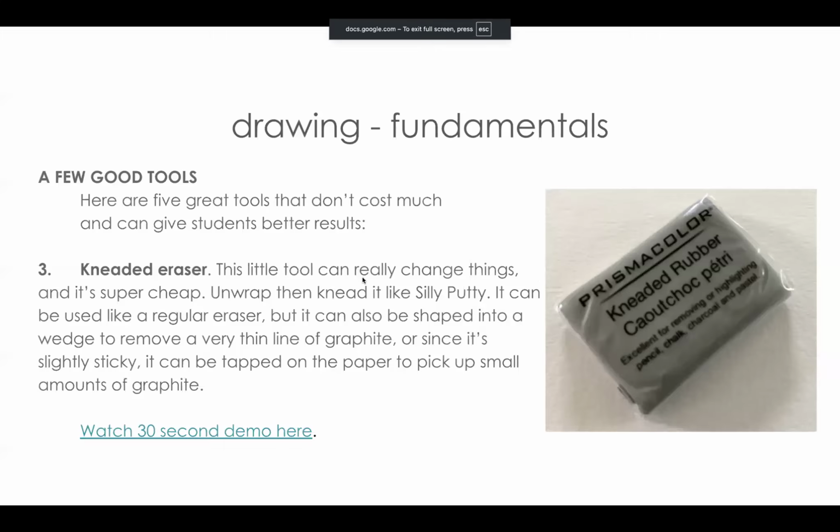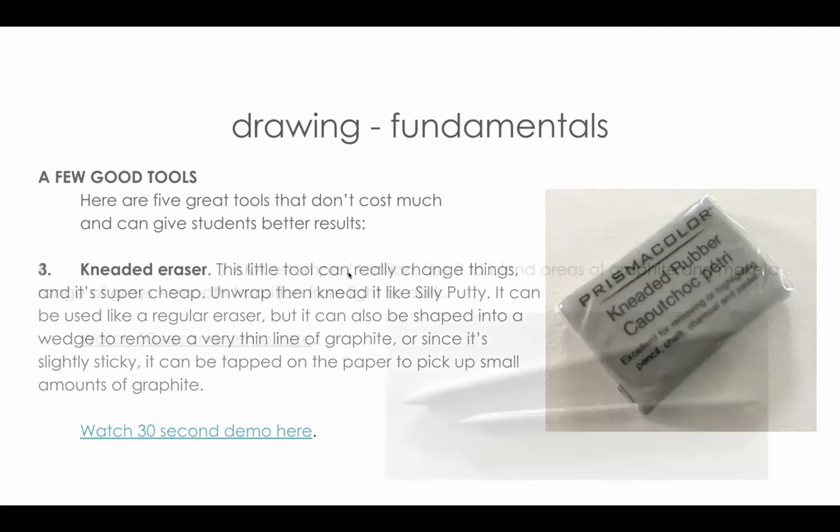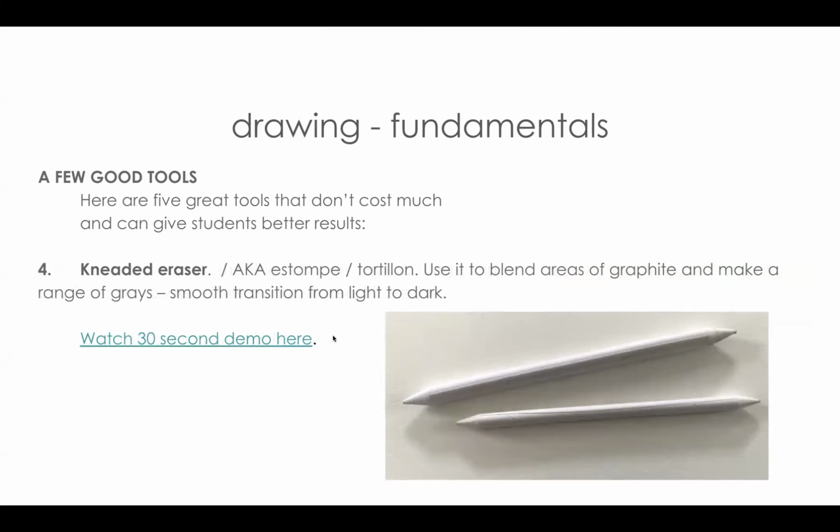So that's tool number 3. The first was paper, second was pencils, this was kneaded eraser, and now this one is, oh, I wrote kneaded eraser, but what it is, is something called a tortillon or a paper blender or a stump. It's like very, very pressed paper, and it comes in several different sizes.